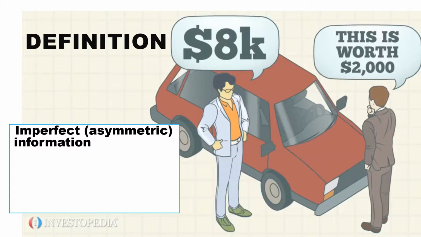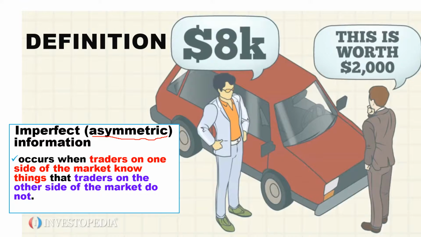So we define imperfect, or sometimes you will see this described as asymmetric. It's not symmetrical, not the same on each side. We define imperfect information as occurring when traders on one side of the market know things that traders on the other side of the market do not. And as a result, it's going to be difficult for the trader who doesn't know as much to benefit from that particular transaction.